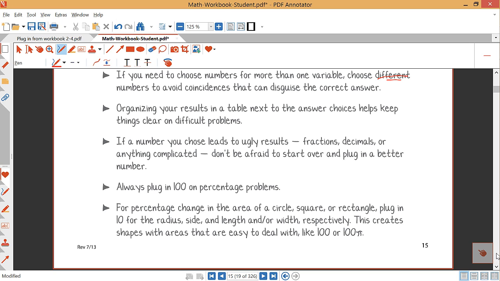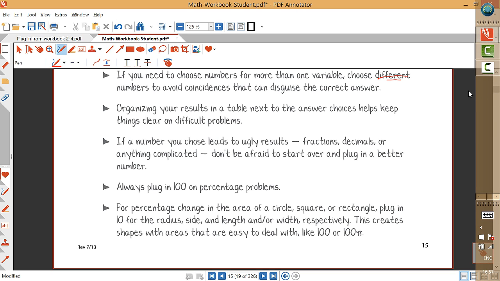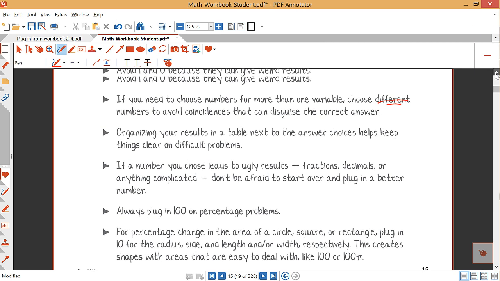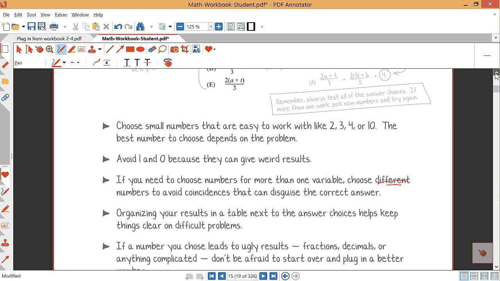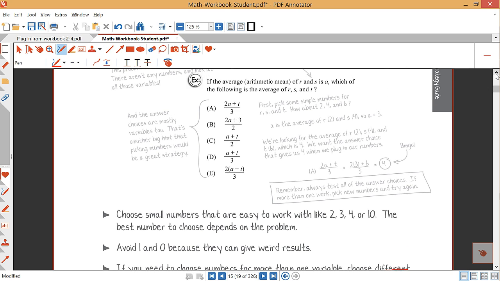All right, so let's go back up then, oopsies, to the actual problem itself, and I'll walk you through it. So what do we got? If the average of R and S is A, which of the following is the average of R, S, and T? Okay, now maybe you know how to do this the straightforward algebraic way, but we're going to just practice it this way.